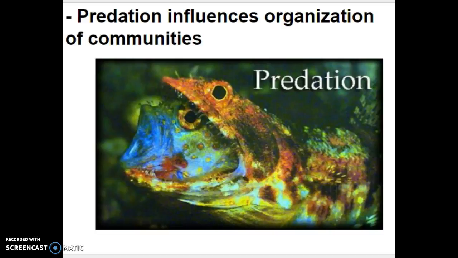Predation influences the organization of communities. There can't be too many predators for not enough prey organisms, because then the predators will suffer and starve and die. So there has to be way more prey species in an area than there are predators.